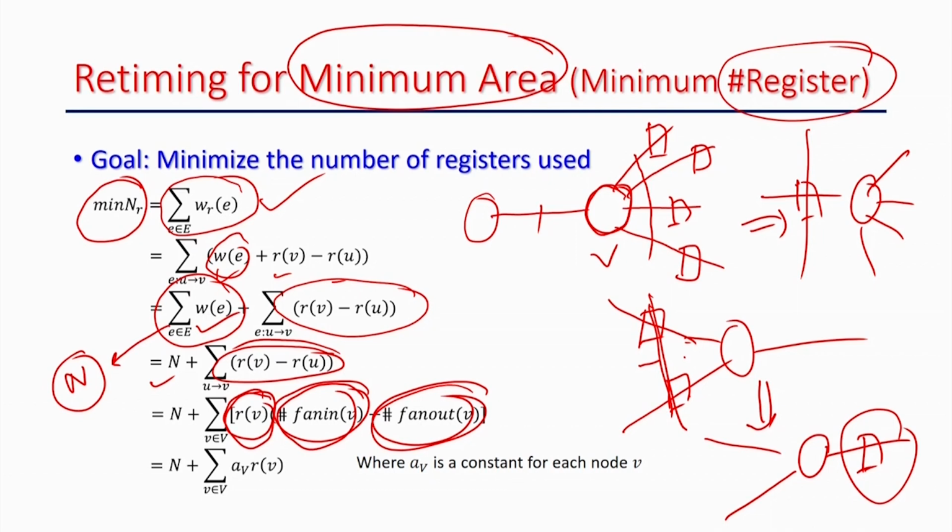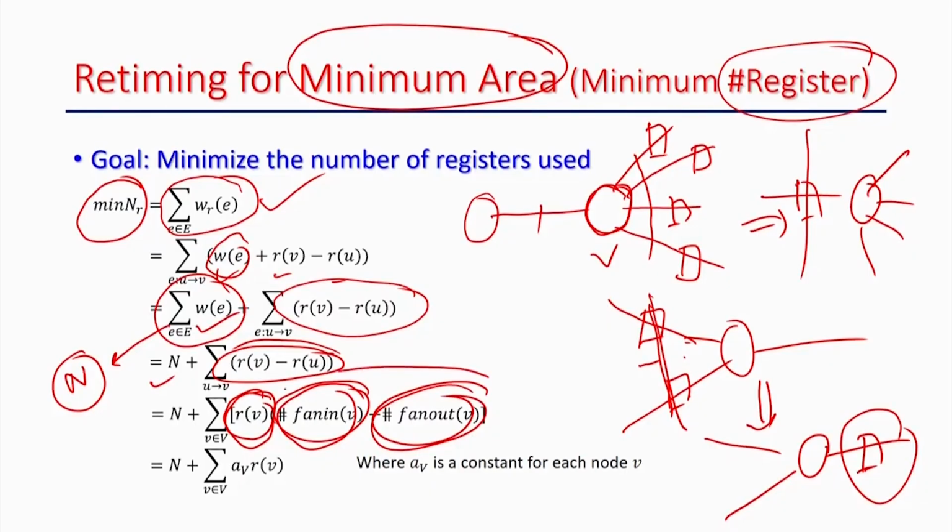If the fan in is less and fan out is more, that means if you move a resistor from input to output, your actual number of resistors will increase. If your fan out is less and fan in is more, then if you move a resistor from the fan in side to the fan out side, the number of resistors will be less. So fan in minus fan out will give you the benefits for each node, and this is a constant for each node, because we are not going to change any circuit structure, so for each node the number of fan in and fan out is the same. This is nothing but a constant for a given node.